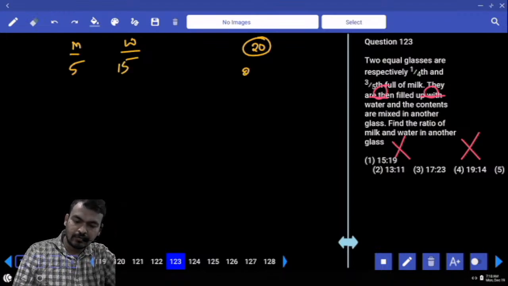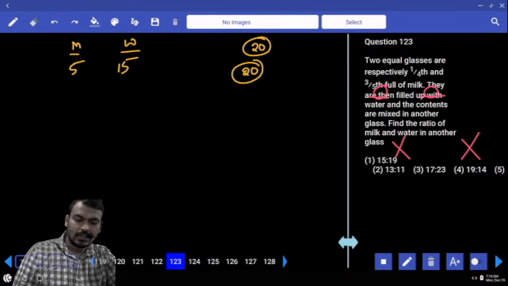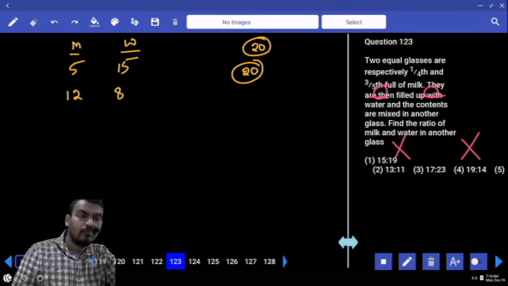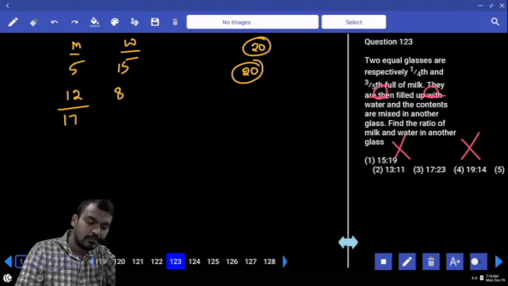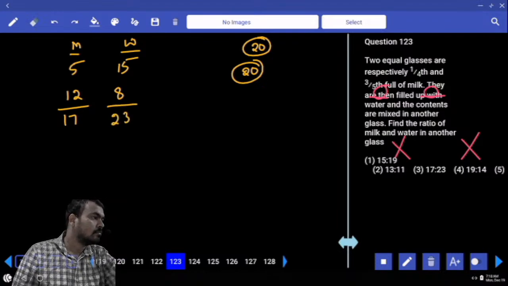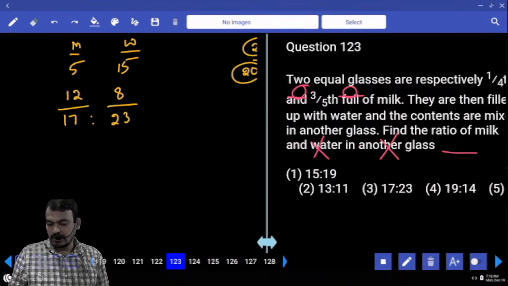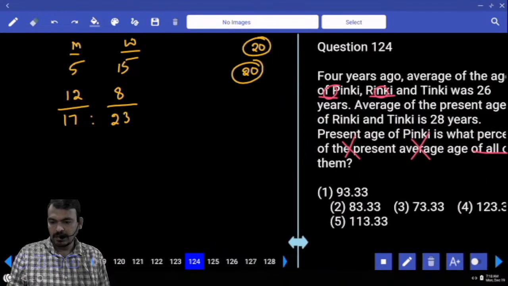Second one, out of 20, what is the milk value? 3 by 5. What is the 3/5 value? 12. Milk 12 means the remaining 8 are water. 5 plus 12, 17. 15 plus 8, 23. Total 40, or not? What is the ratio? 17 is to 23. Next question.